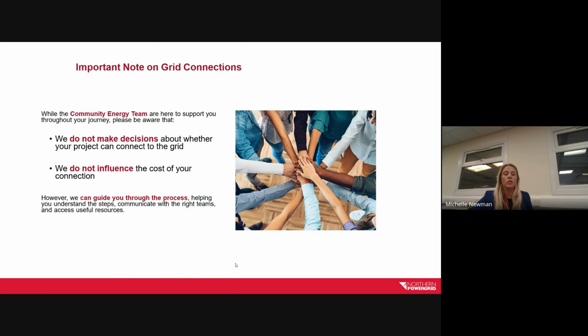We can change engineering speak, which is often the case, the jargon that's spoken throughout the industry. We can simplify that into plain English. We can communicate with the right teams for you, and we do have access to quite a range of useful resources that we're more than happy to share with groups as well. And sometimes we can just be that step between the connections team and yourselves, and making sure that you do get to speak to the right person at the right time.